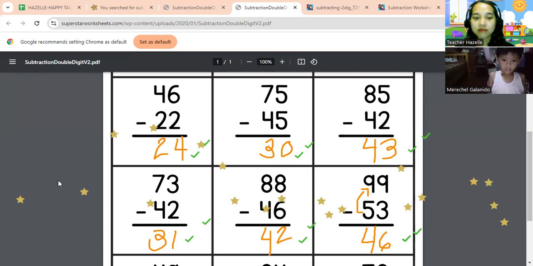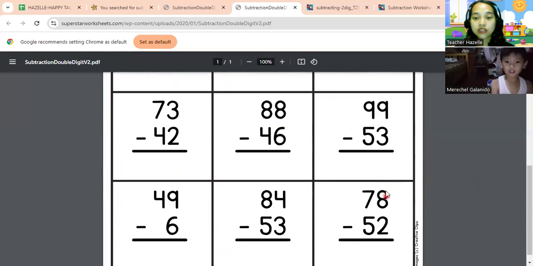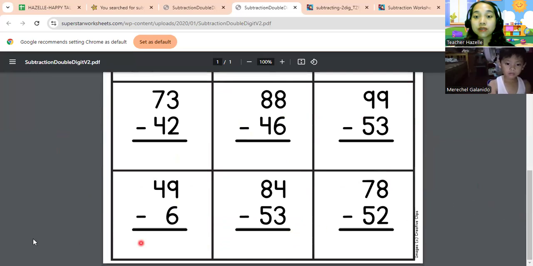Do you have any question about subtraction of two-digit numbers? Yes. Okay, what is your question? My teacher is sick. Oh, your teacher is sick. Could be because of the weather. That's why. But thanks for sharing that. I wish that your teacher will get well soon. Okay? All right, let's continue.